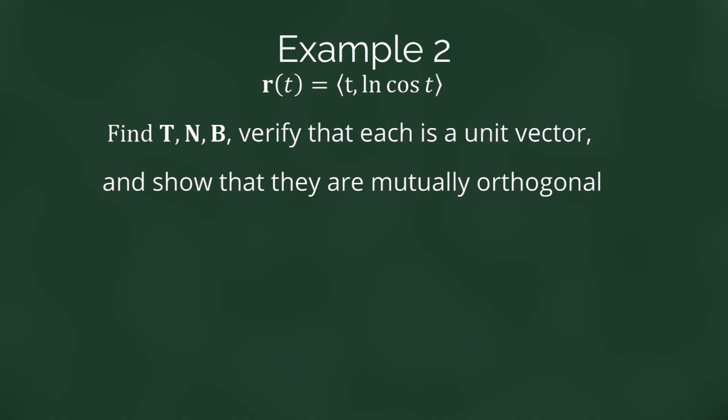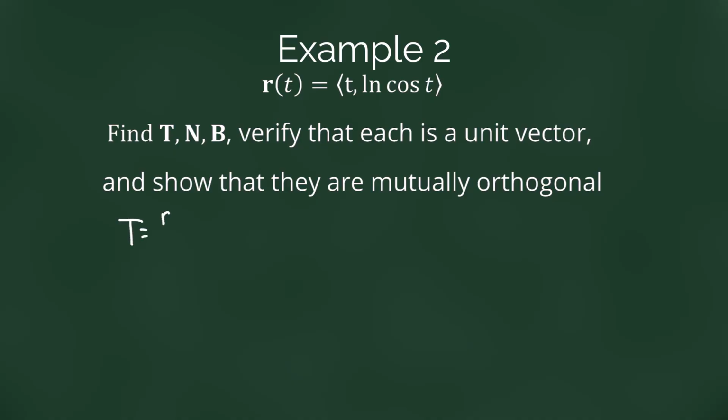All right, in this example, we have the vector valued function ⟨t, ln of cosine of t⟩. We're going to find all three vectors and show that they are mutually orthogonal. Now we can see that our function lives in the xy plane, right? There's no z coordinate, which tells us that our vector b, the one that is orthogonal to both T and N, has to live in the same plane as the curve. So the vector b is probably only going to have components in the k direction, but we'll see what happens. See if my prediction comes true.